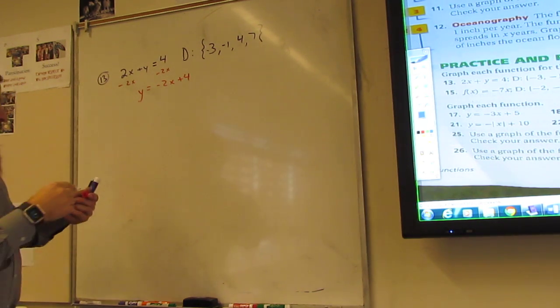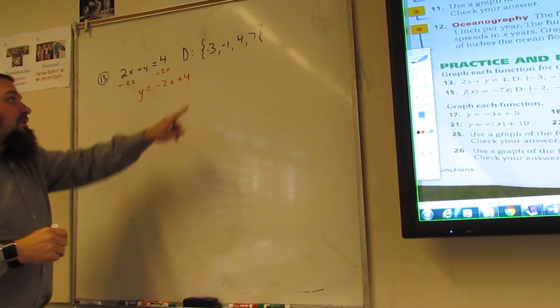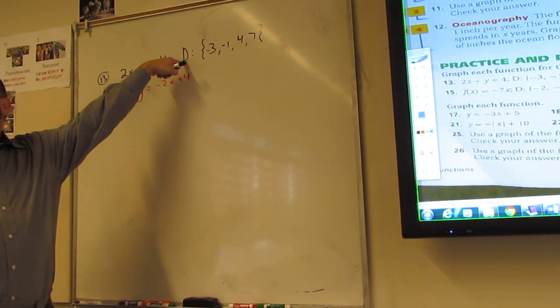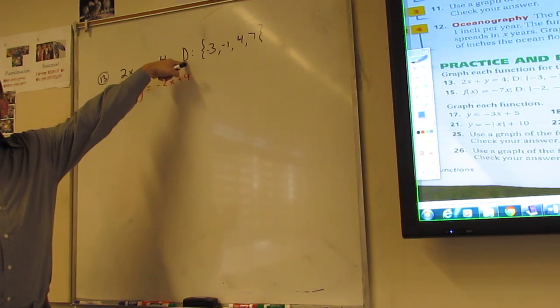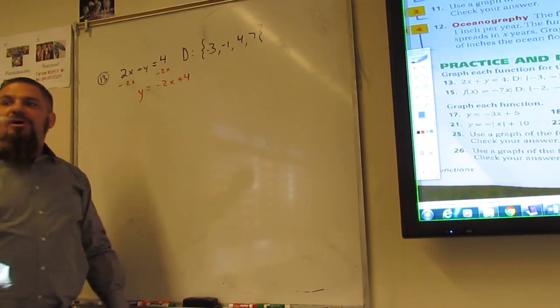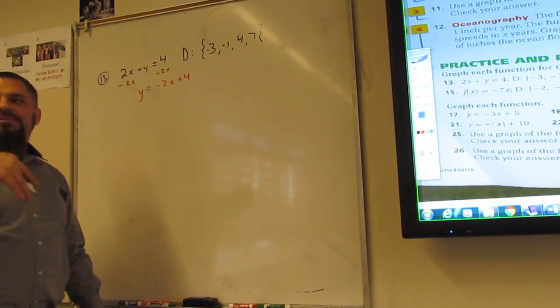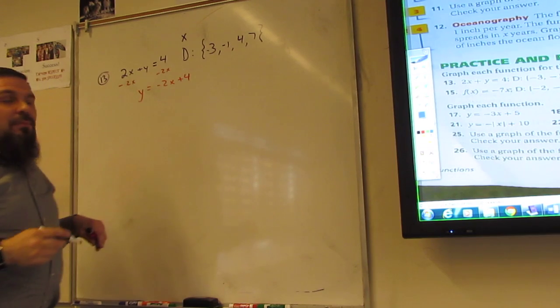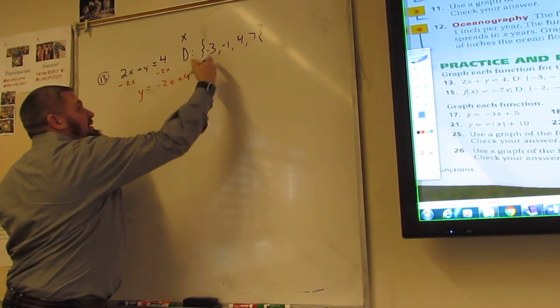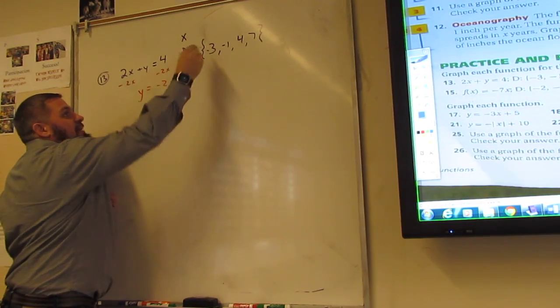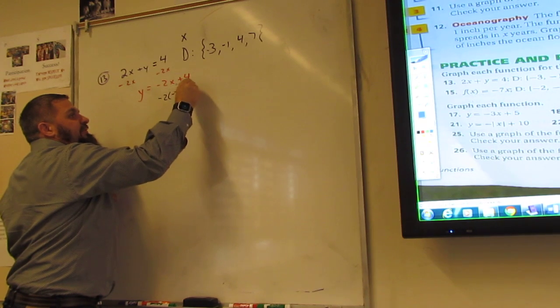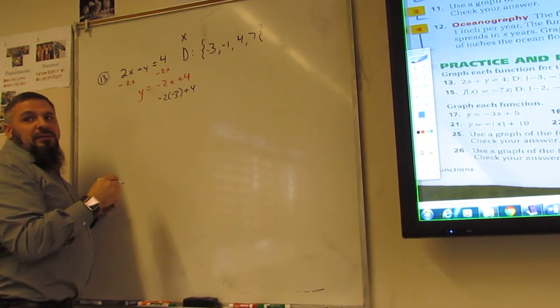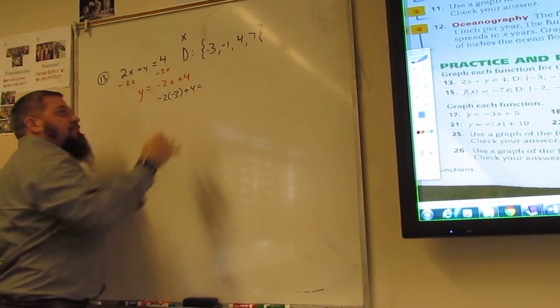Alright, now, all I'm going to do, this is the domain. The domain stands for what? X or Y? Both. X. Remember, D comes before R, right? X comes before Y. This is your X. So I'm just going to be plugging this in. Negative 2 times negative 3 plus 4. What does that equal?